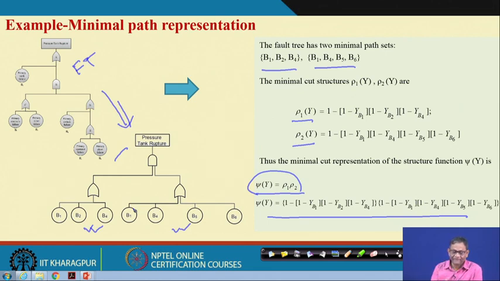So, for your benefit, first is the fault tree, then the path representation. Once you have the path sets, if there are m path sets, there will be m structure functions for m OR gates, and then the final structure function for the top event, and that final structure function will be the multiplication of all of the OR gate structure functions. Okay. And then the rest of the things are algebraic only. You have to just manipulate algebraically, and the final form you will get.